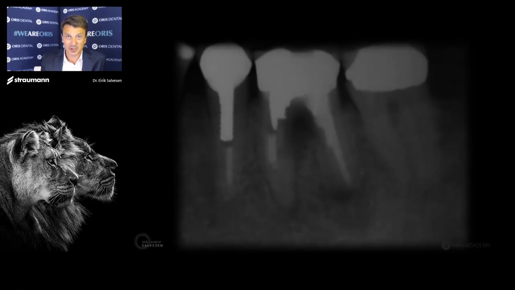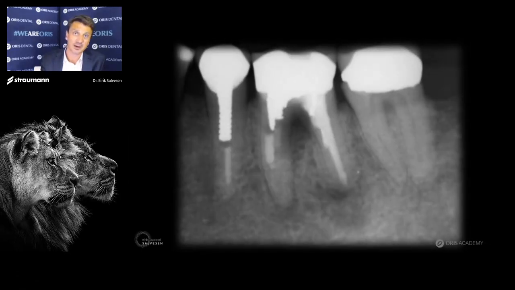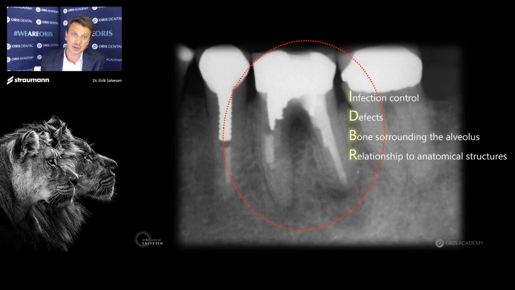We'll move to another patient. On the other side, same tooth. So lower left first molar. What you see here is that we do the same analysis. We do infection control. We do defect evaluation. We look upon the bone surrounding the alveolus, and we look upon the relationship to anatomical structures. In this case, you see what I call active infections on both roots. And the bone in between the roots seems nearly dissolved. So this is not a case I like to do as an immediate implant treatment.